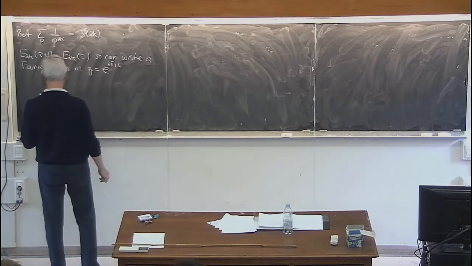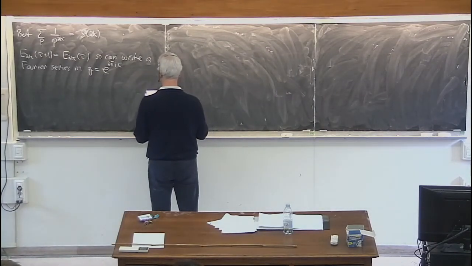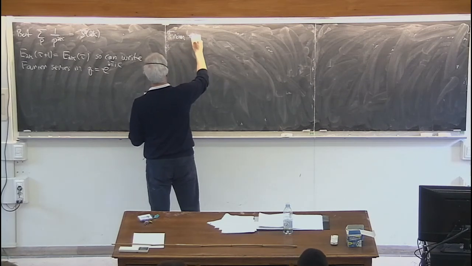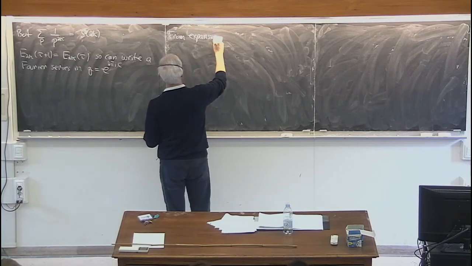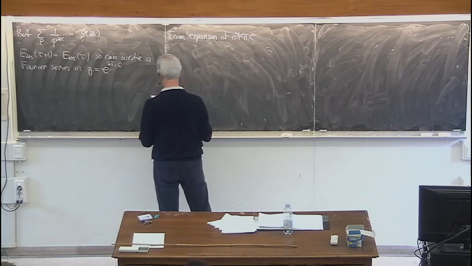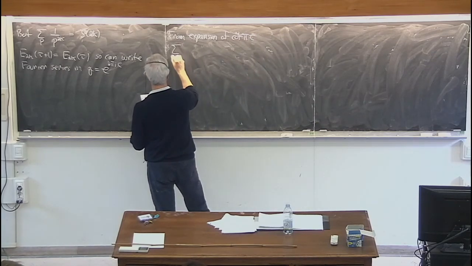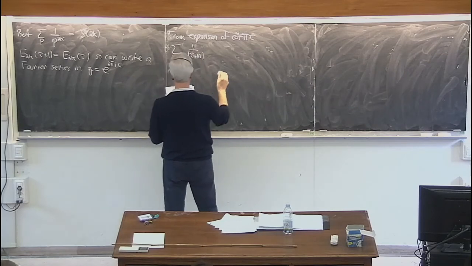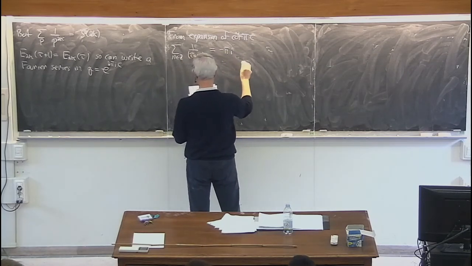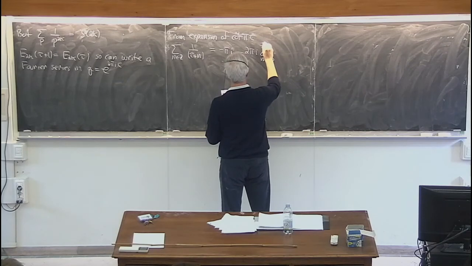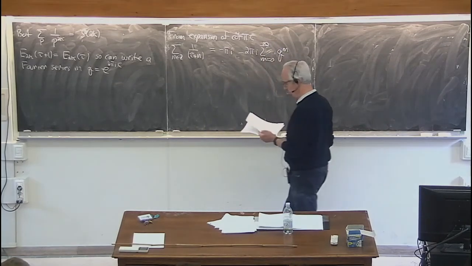So let me remind you that we had the following. From the expansion of the cotangent of pi z, which I'll now think of as pi tau, we had that the sum of 1 over tau plus n, with the particular way of ordering that we chose, had a Fourier series of this form. So that was a previous equation.